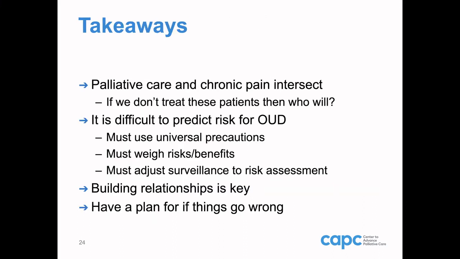So, just some quick takeaways. Palliative care and chronic pain intersect. I would argue that palliative care and OUD intersect too. And if we don't treat these patients when they develop serious illness, who will? It's difficult to predict risk for OUD, especially low risk, so we have to apply universal precautions. We weigh the risks and benefits, and we adjust our surveillance to the risk assessment. Building relationships is key, and we need to have a plan for things that go wrong.